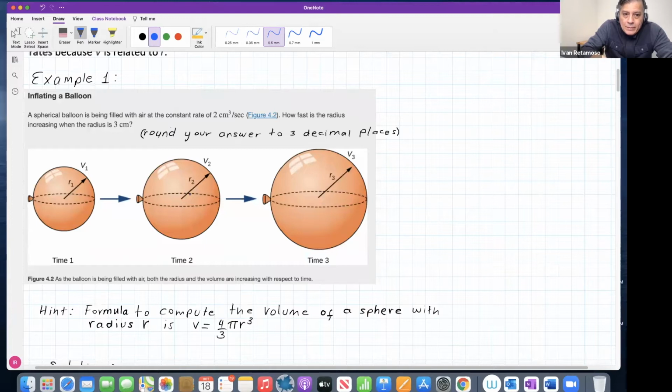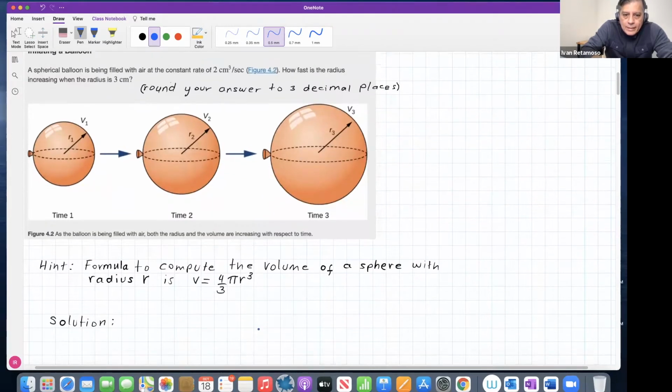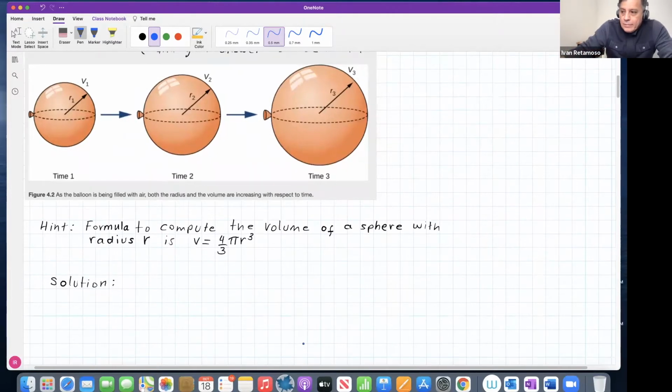Assuming the shape of the balloon is spherical, this is the formula: V equals 4/3 pi r cubed. Okay, solution then. How to figure out the rate of change of the radius.